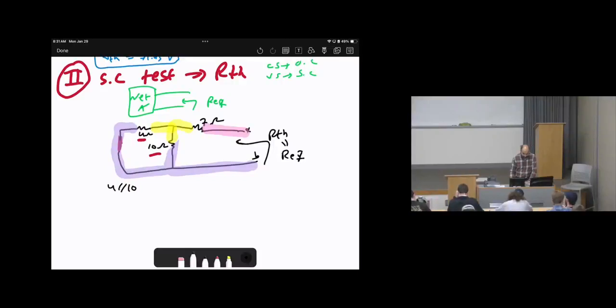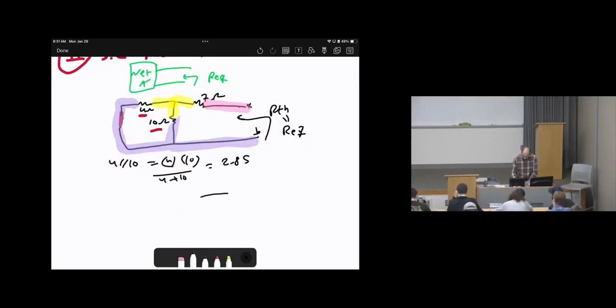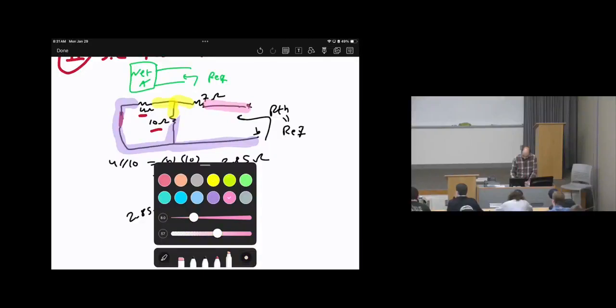Okay. Then what's next? 4 parallel with 10 means 4 times 10 over 4 plus 10. So the answer will be, I think, 2.85. Then redraw the circuits. 7 ohms here, 2.85 ohms here. Here is terminal A, terminal B. Let's relabel the nodes.